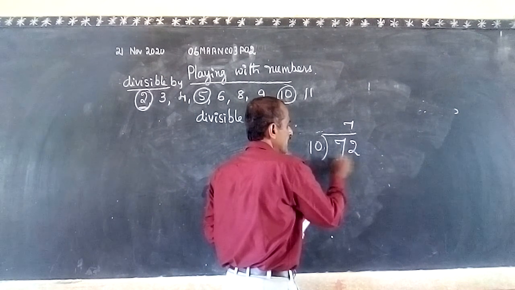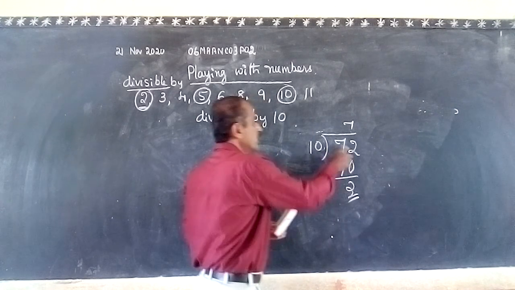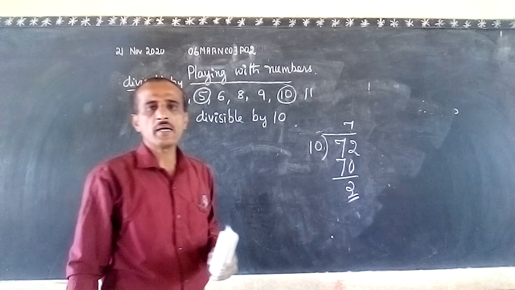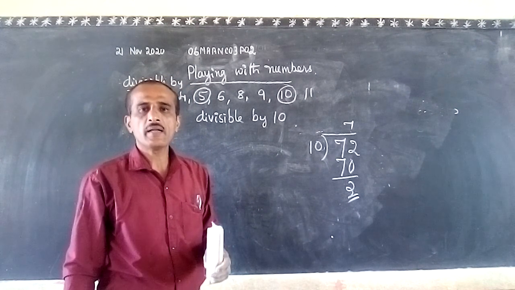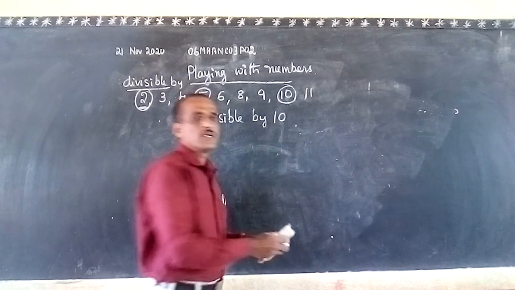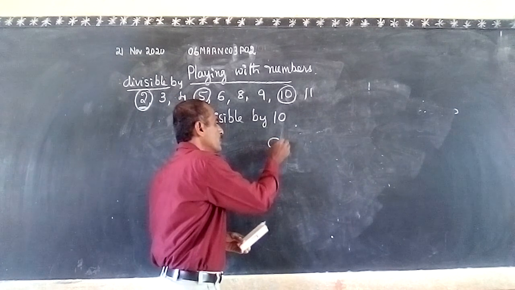If you divide by 10, 7 tens are 70, and the remainder is 2 minus 0, which is 2. Therefore, it is not divisible by 10 completely. So, what must be there in the unit place to check whether it is divisible by 10 or not? 0 must be there.